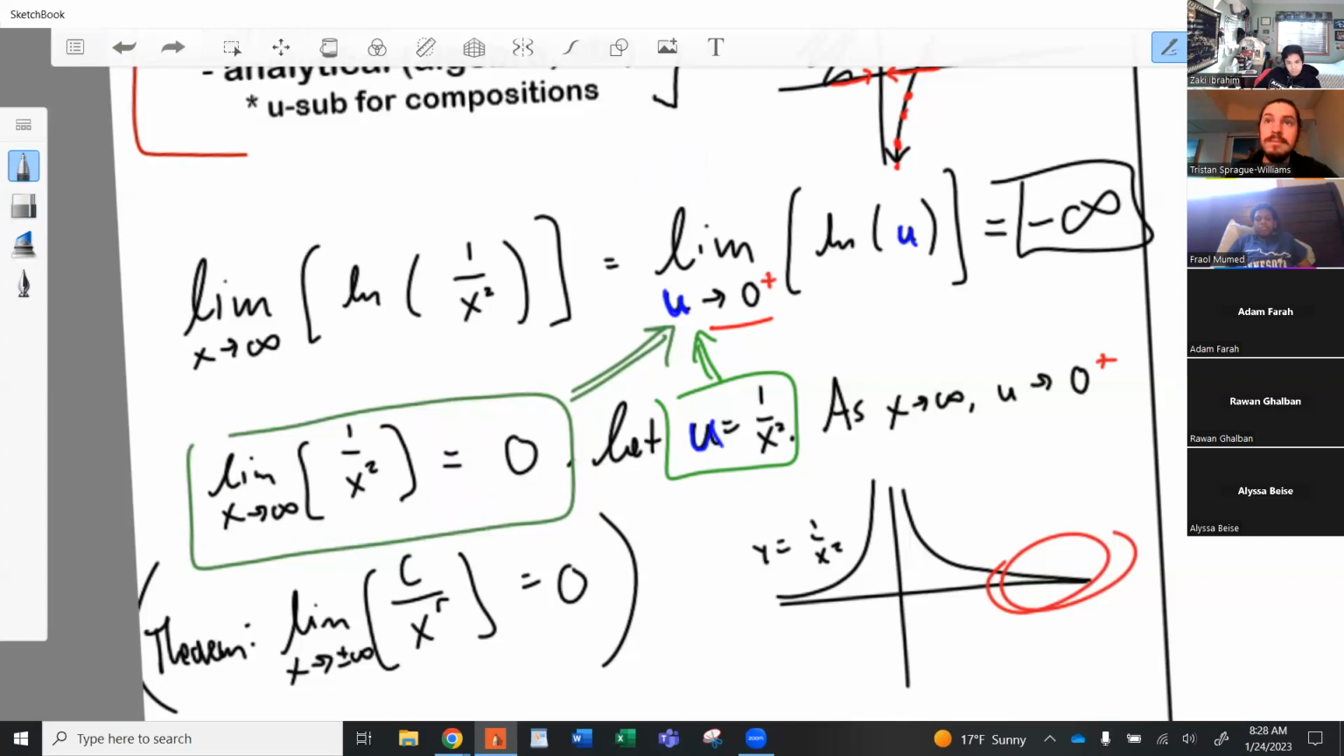I have a question. So when you determine that ln of u equals negative infinity, but then you said the theorem equals 0.